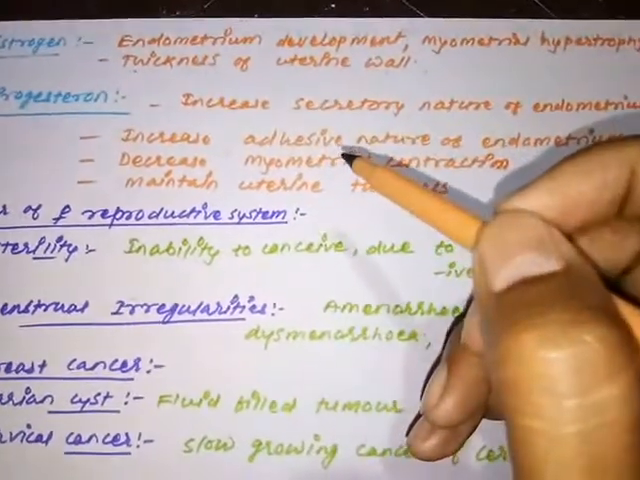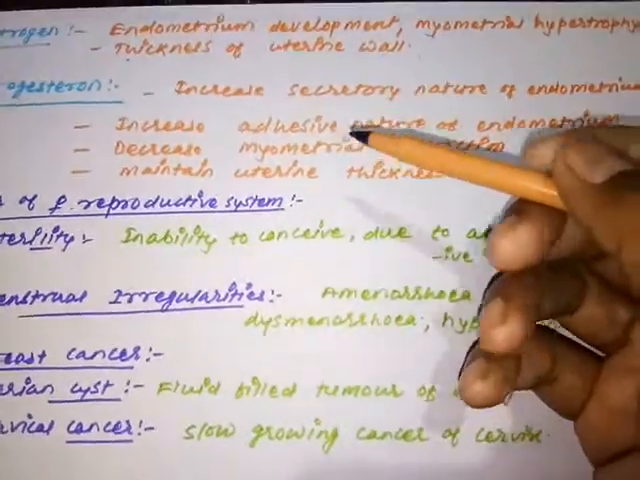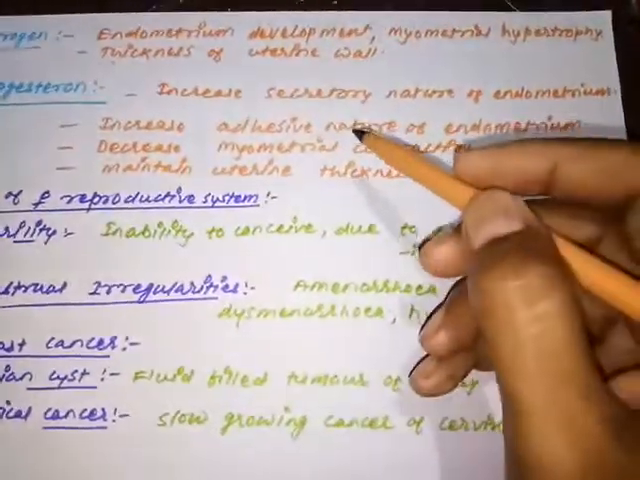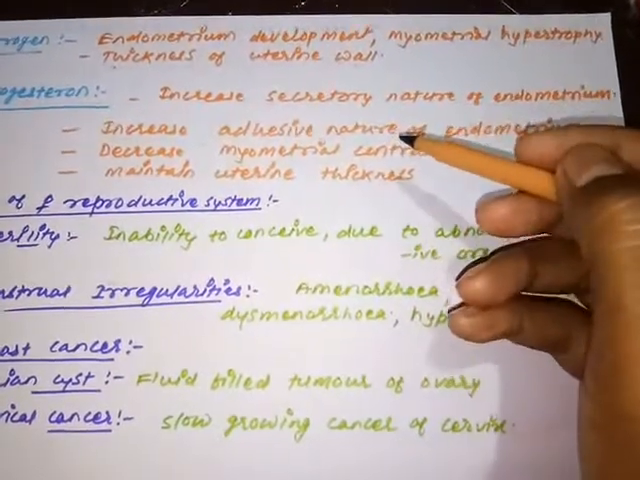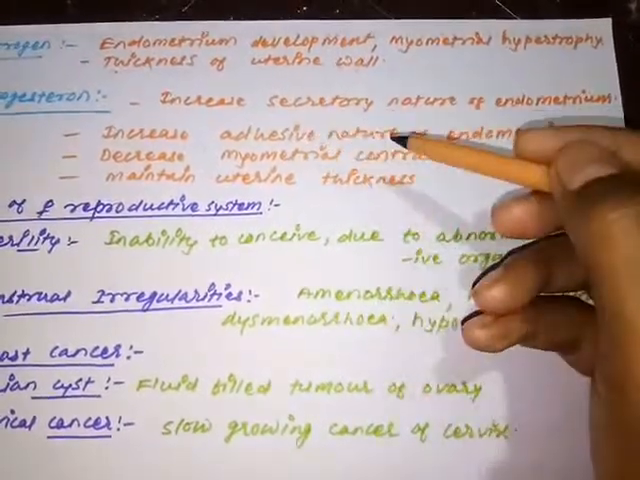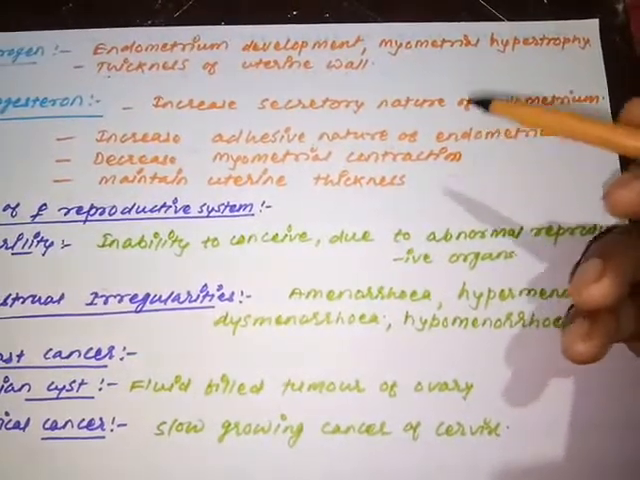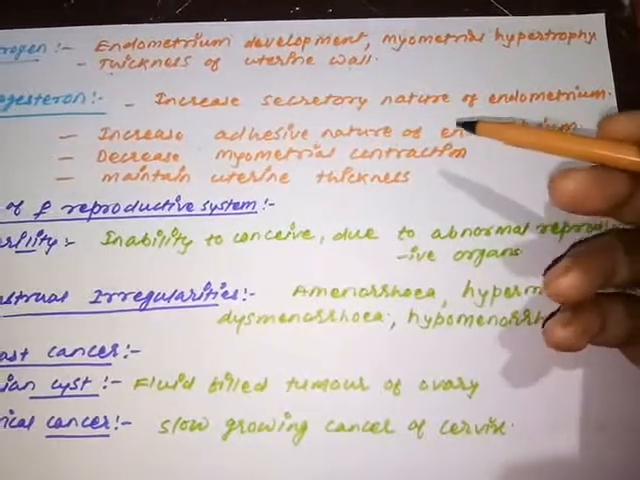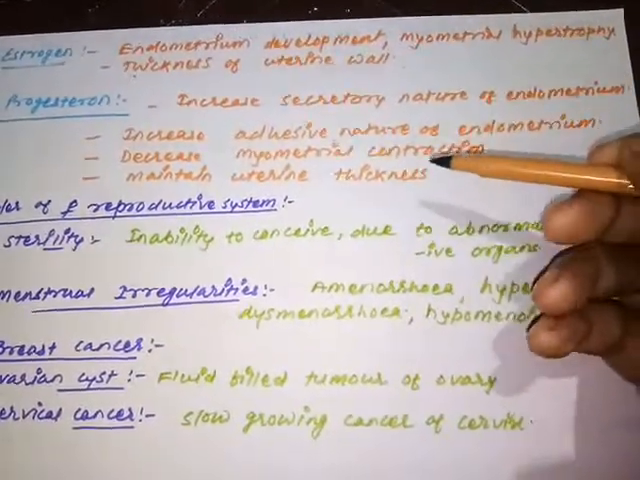Next one, progesterone, a very important hormone because this is known as the pregnancy hormone. Progesterone is basically working on the endometrial lining. Progesterone is increasing the secretory behavior of the endometrium. So progesterone is working on the endometrium so that it releases its secretions.